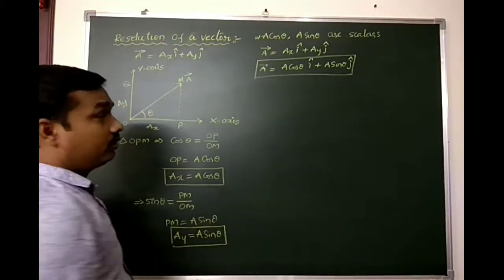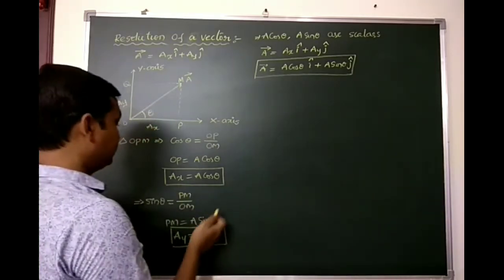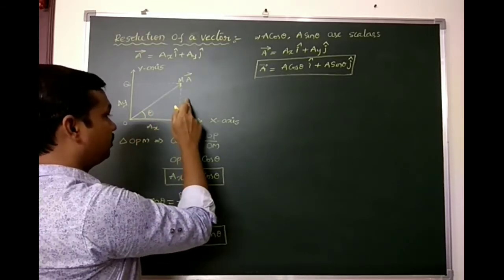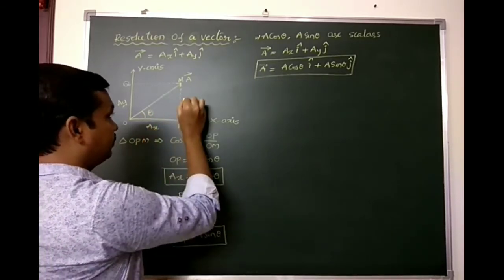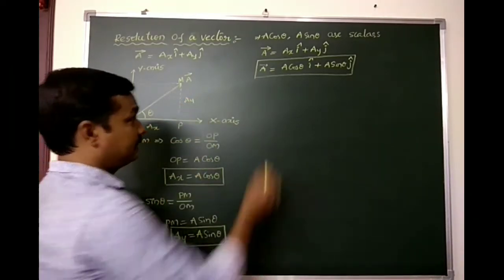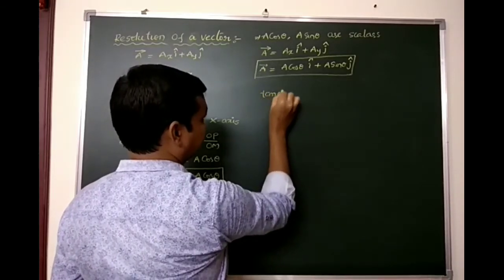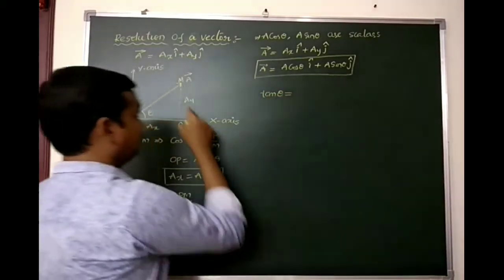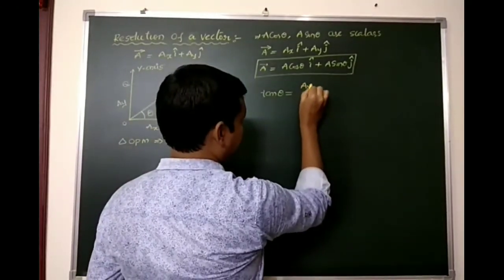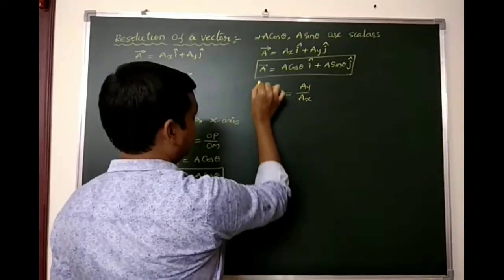In order to find the angle, we have a formula. What is that? Tan theta. Tan theta is equal to opposite by adjacent. So this is the parallel vector. I am representing Ay and Ax. Tan theta is equal to Ay by Ax, opposite side divided by adjacent side. So this is giving you tan theta.